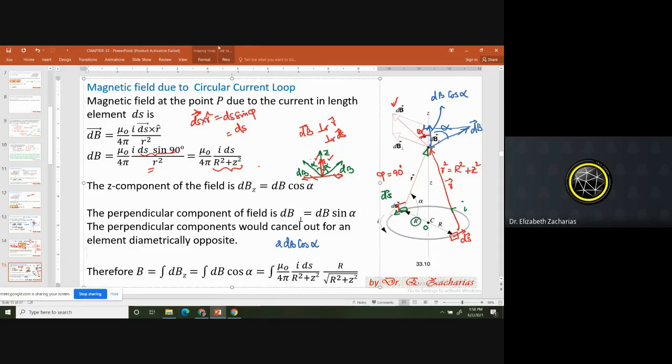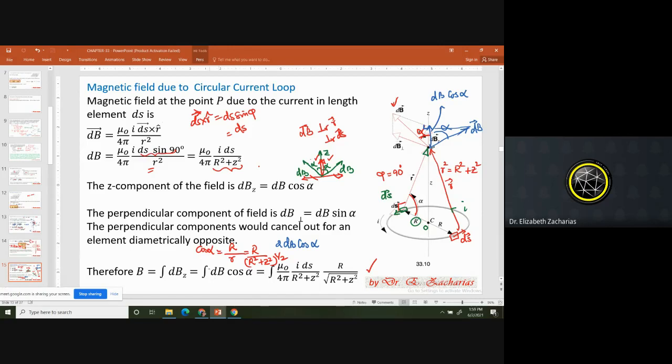So you can write the equation for cos alpha. How do you write cos alpha? You have to write it in terms of this right angle triangle. Look at this. You can see that if this angle is alpha, cos alpha is going to be R divided by small r, which is R divided by the square root of capital R square plus Z square. So that's the substitution you're going to make here instead of cos alpha.